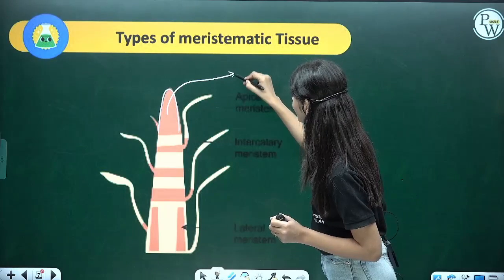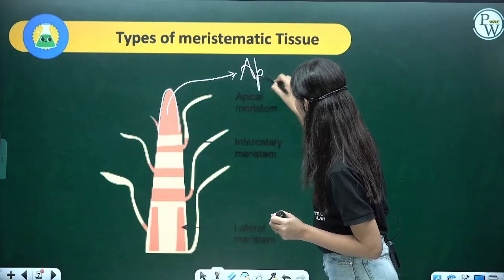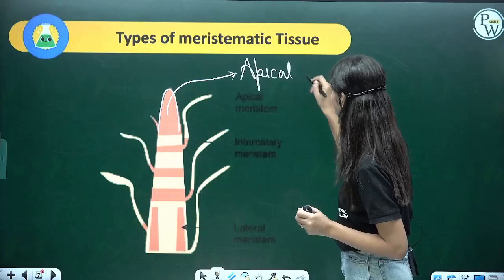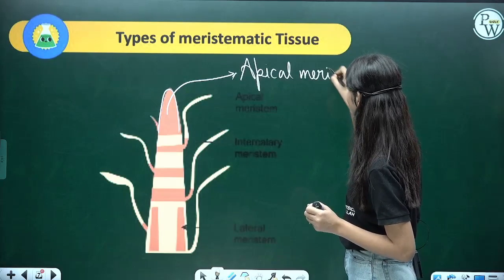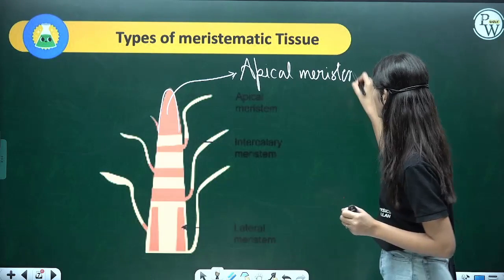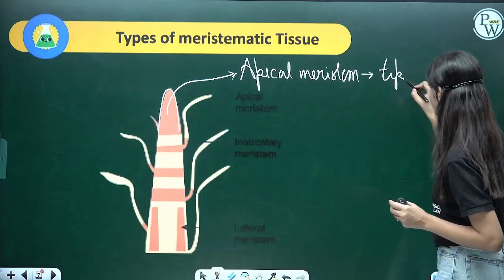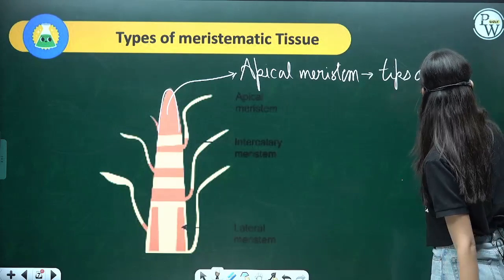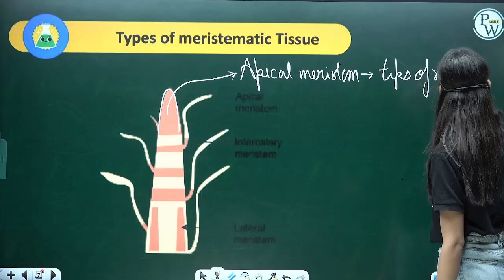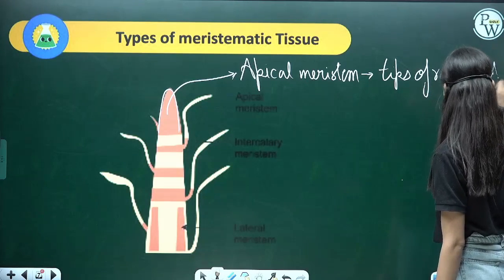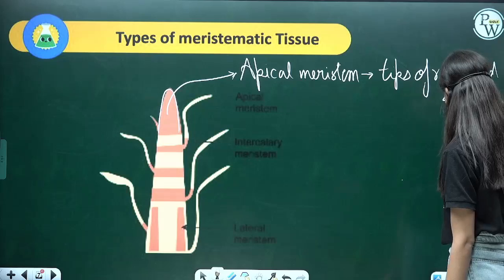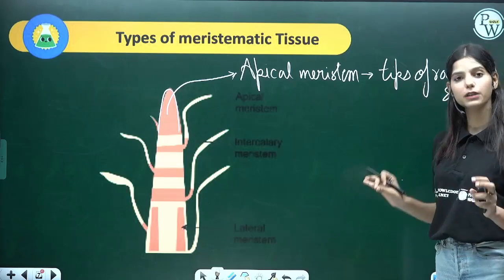Let me write it for you. It is nothing but the apical meristem. And where exactly is it present? It is present on the tip of the roots or the tip of the shoots, okay? So tips of roots and shoot as well. Alright, so now guys, I hope this part is clear to you.